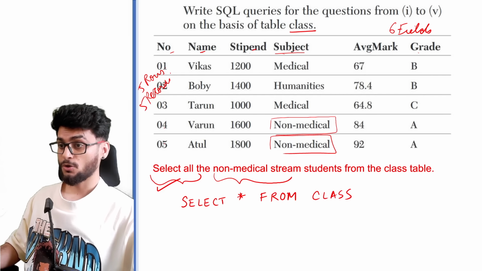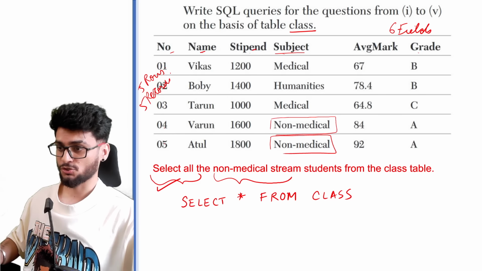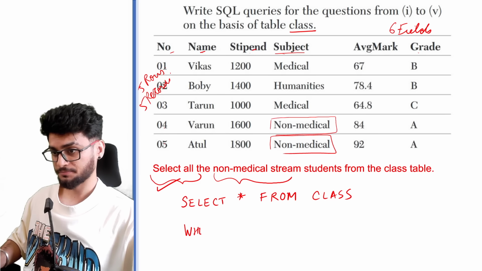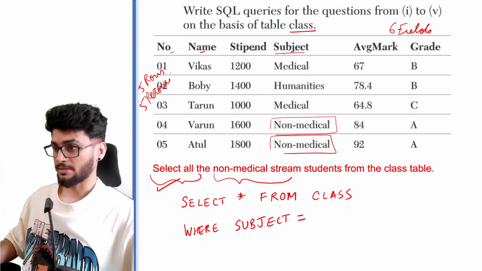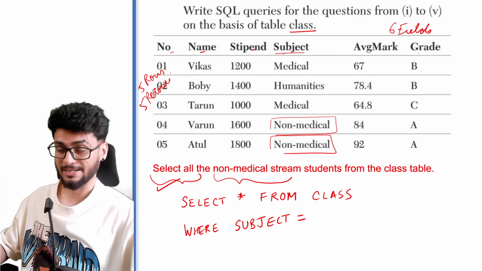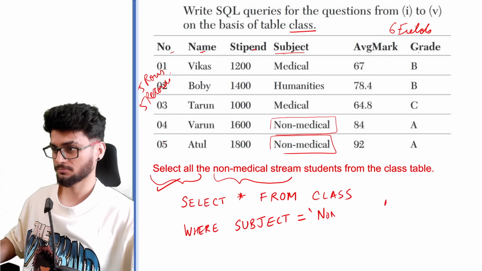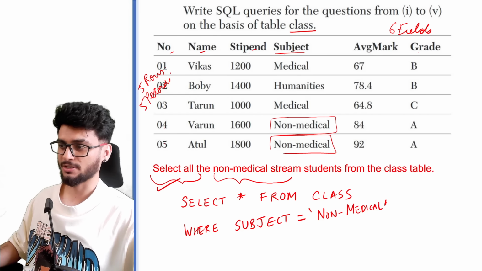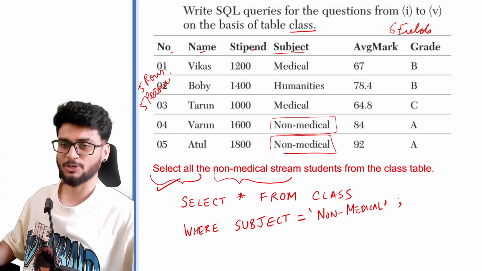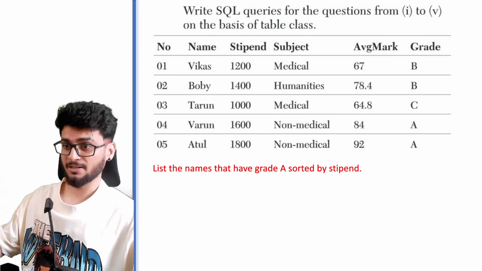Second part is asking you only print those details जहाँ पर subject आपका non-medical है. So we say where subject equals. Now when we write non-medical, it is a word, it is a text. So that is why we need to use inverted commas. So is the query complete? No, it's not. No query is complete till the time you put semicolon. So this is how you write a query. Let's look at the next part.